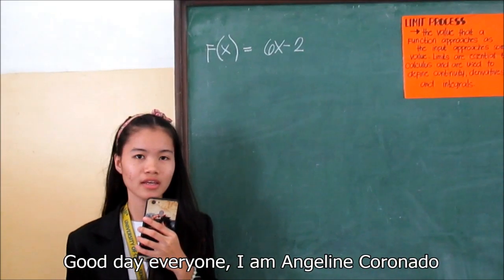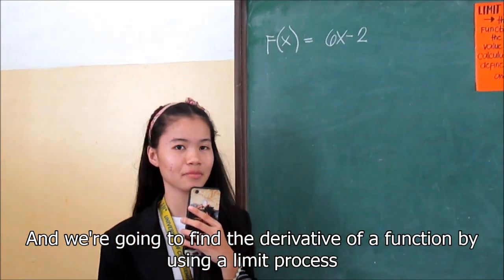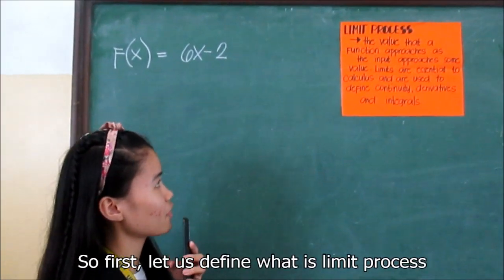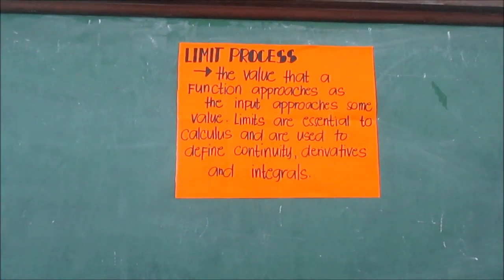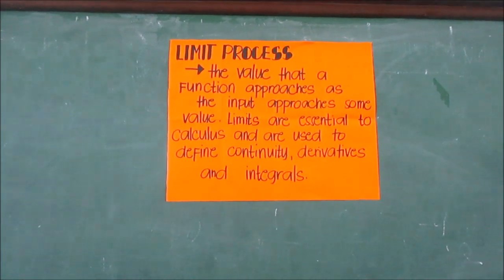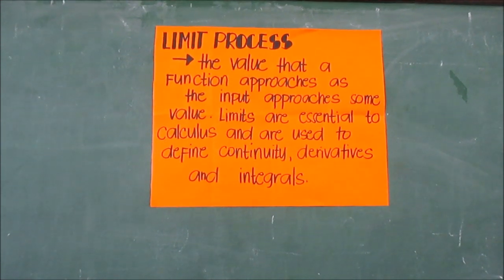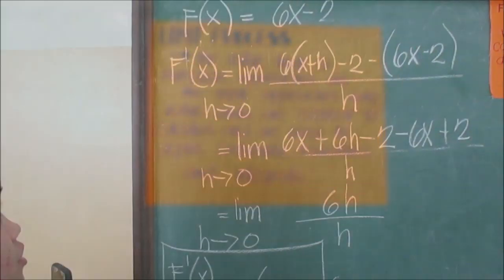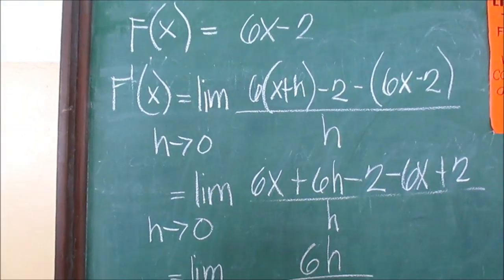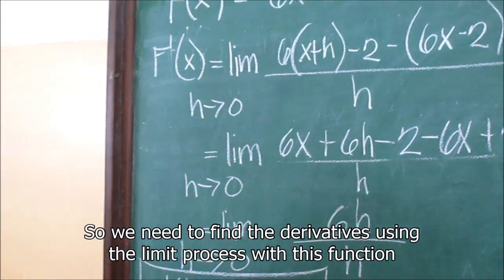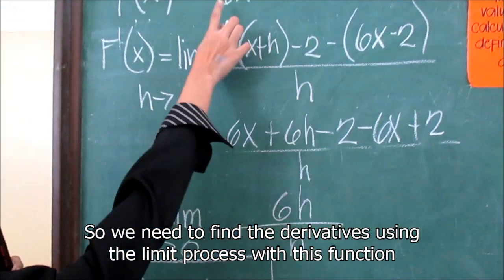So, good day everyone. I am Angeline Coronado and we are going to find the derivatives of a function by using the limit process. So first, let us define what the limit process is. A limit is the value that a function approaches as the input approaches some value. Limits are essential to calculus and are used to define continuity, derivatives, and integrals. So the first example is f of x equals 6x minus 2. We need to find the derivative using the limit process with this function.